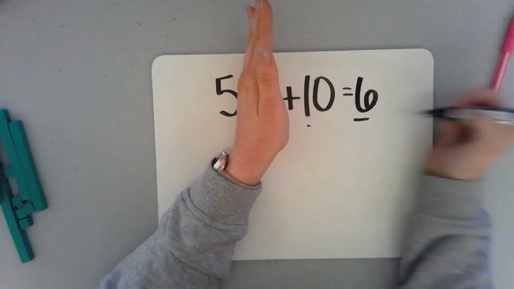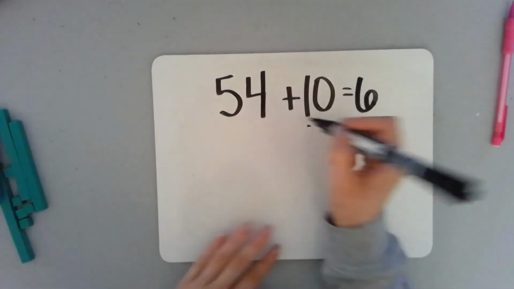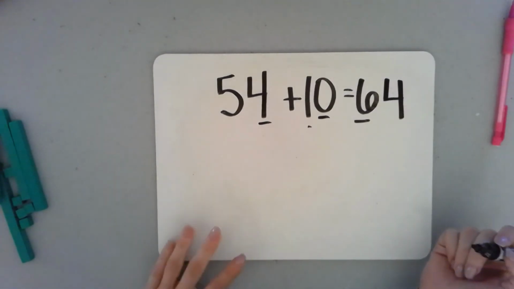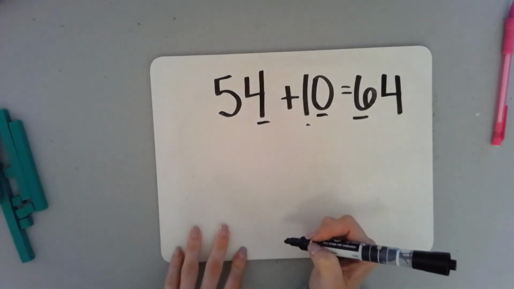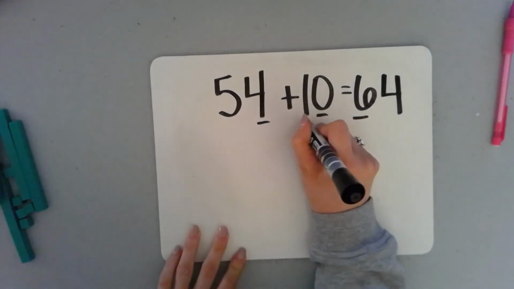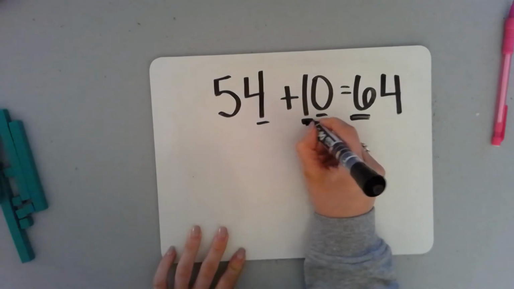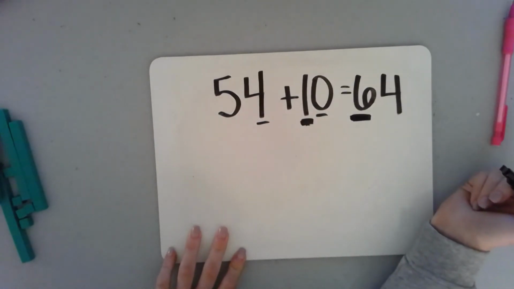So we'll have 6 in the tens place. This doesn't change because 4 plus 0 is 4, 64. So 10 more than 54 is 64. You're just looking at changing that tens place right there.